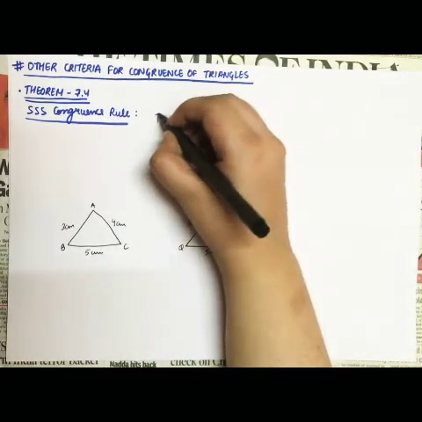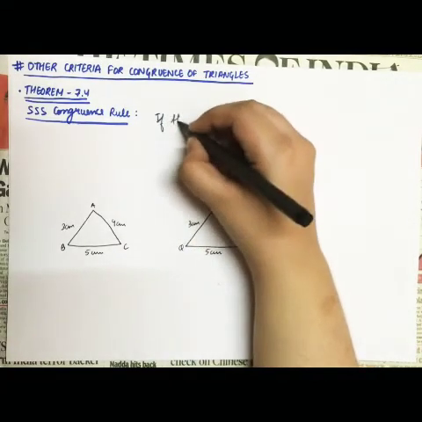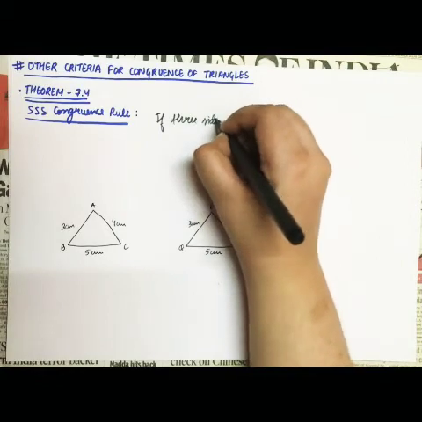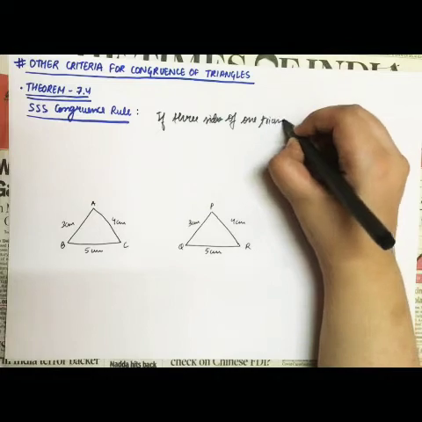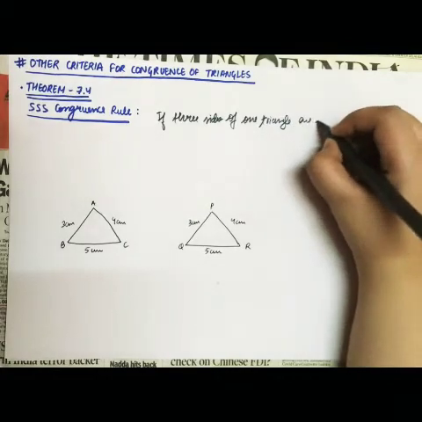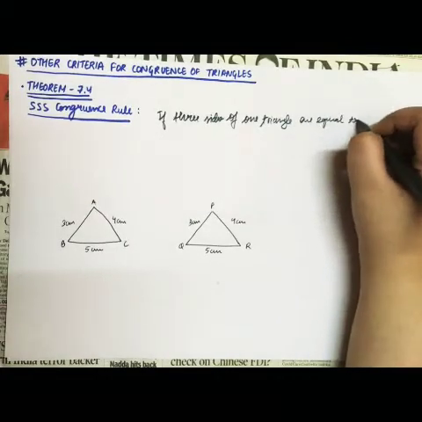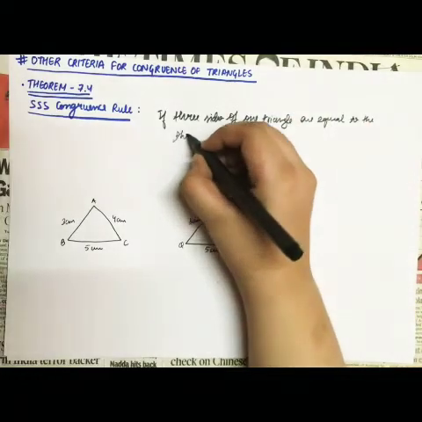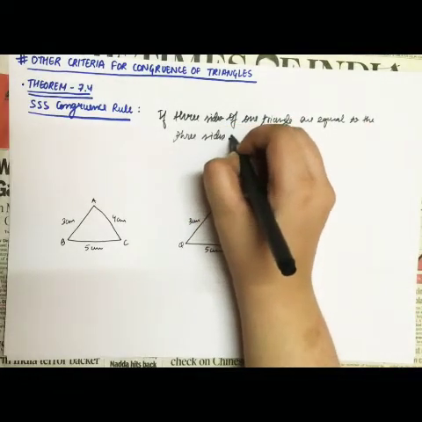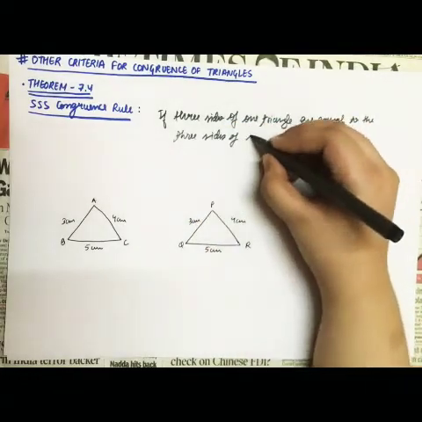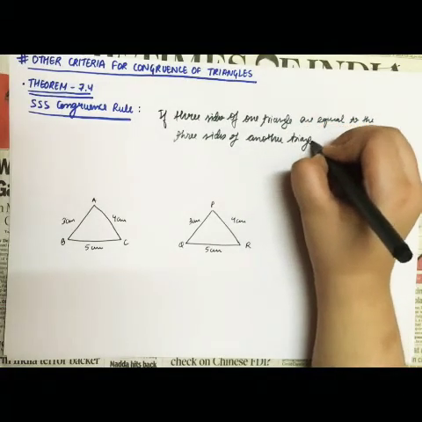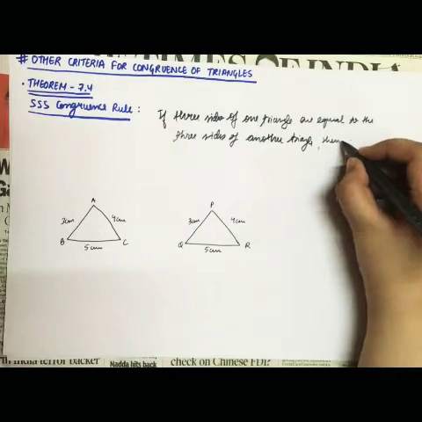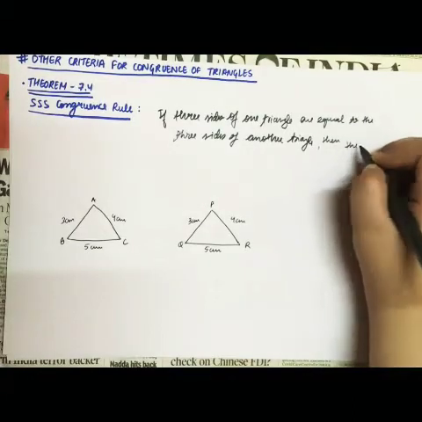So in this, if three sides of one triangle are equal to the three sides of another triangle, then the two triangles are congruent.